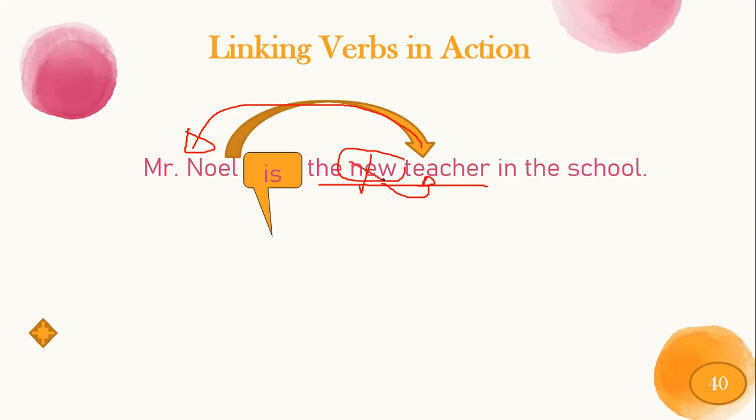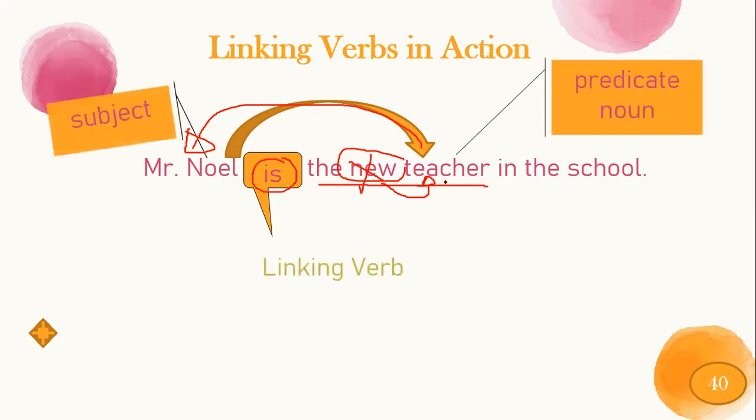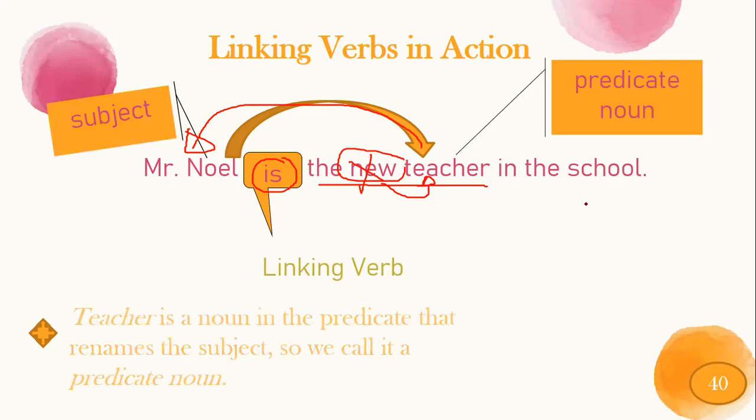So I do not look at it. I look at the noun. Teacher is a noun, and it's linked to the subject. It talks about the subject because we have a linking verb in the middle. Okay, so what do we call it here? Since the noun after the linking verb talks about the subject, then we call it a predicate noun. What do we call it? Predicate noun. Excellent. So we have the predicate adjective and the predicate noun.